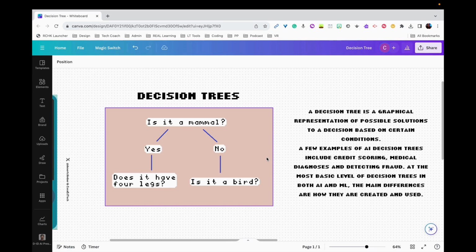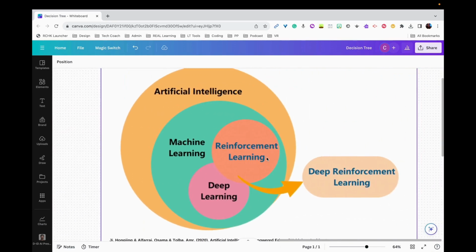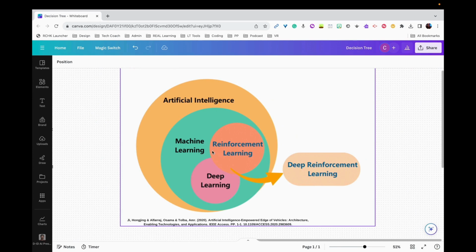A few examples of AI decision trees include credit scoring, medical diagnosis, and detecting fraud. At the most basic level of decision trees in both AI and machine learning, the main differences are how they are created and used. What is machine learning? You must have heard a lot of people talking about machine learning. This is a very nice chart I found online. I put a credit here, talking about exactly what machine learning is and the relationship between AI and machine learning.